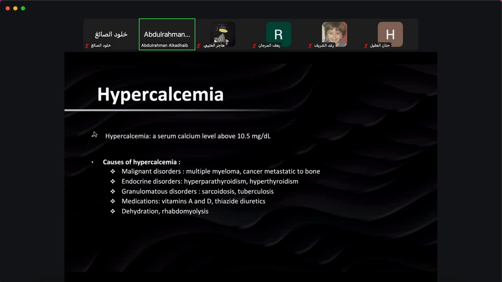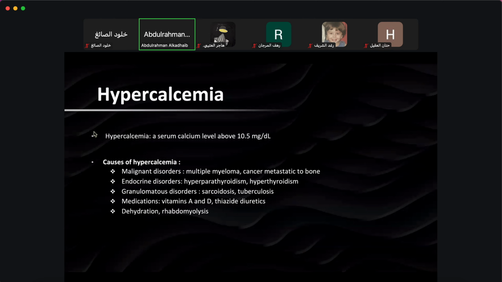We may also see it in patients who are using some medications such as thiazide diuretics and vitamin A. And in very rare cases, we may see it in cases of rhabdomyolysis, which is basically a condition that may cause destruction of the muscle cells and release of the calcium from the muscle cells into the vascular space.